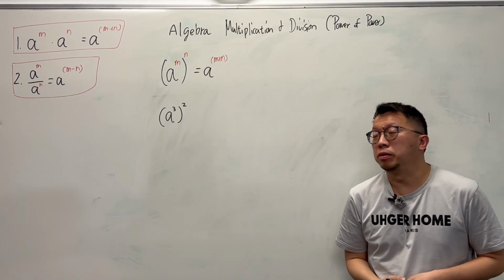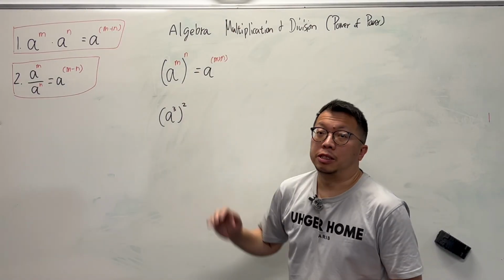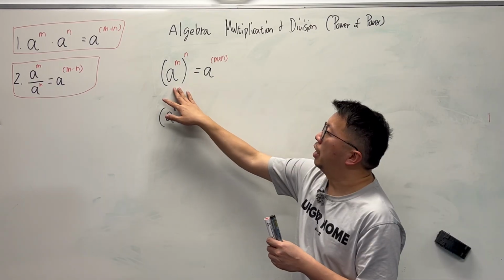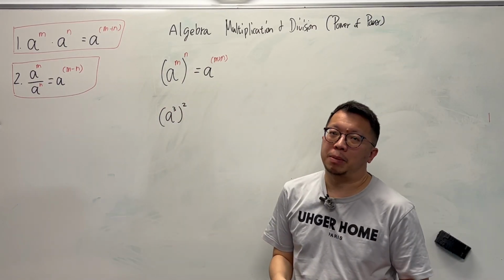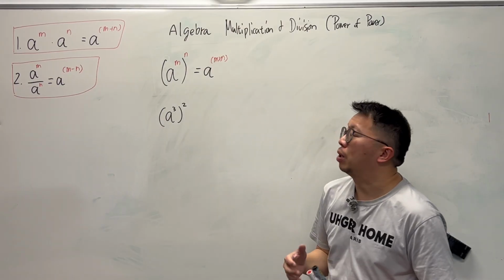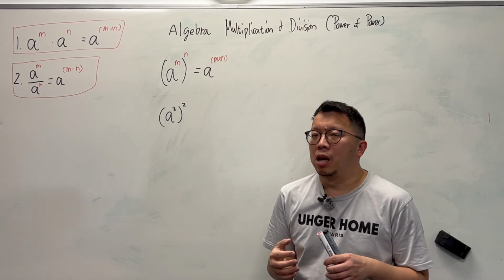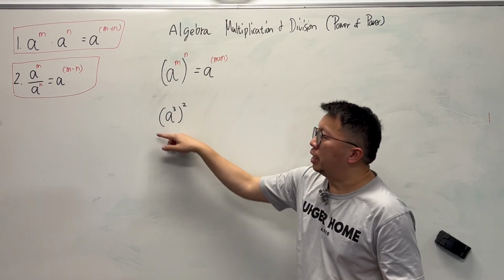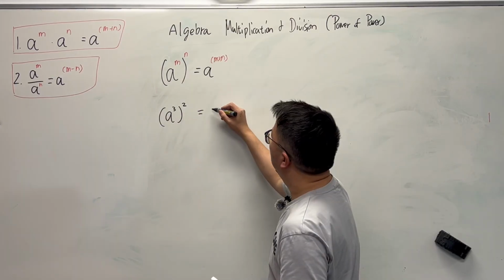Power of power rule. This is the property we're going to use. Here we have a power of m, power of n, and it is equal to a power of m times n. Why is that the case? Here is an example to explain this.